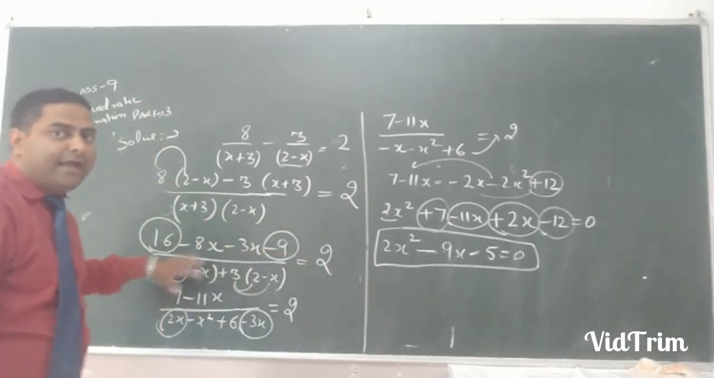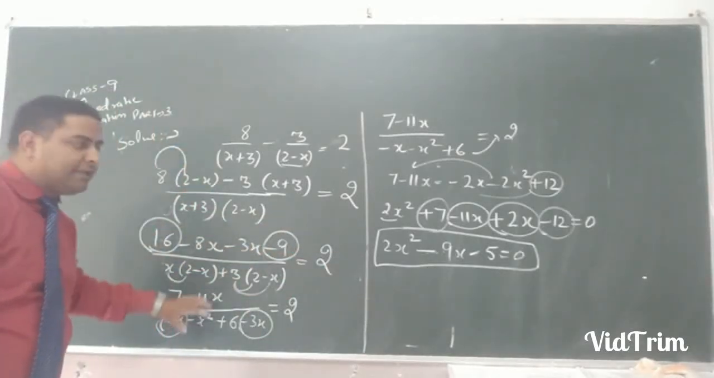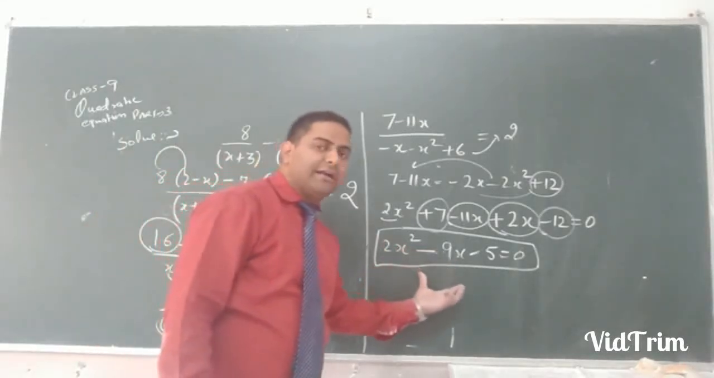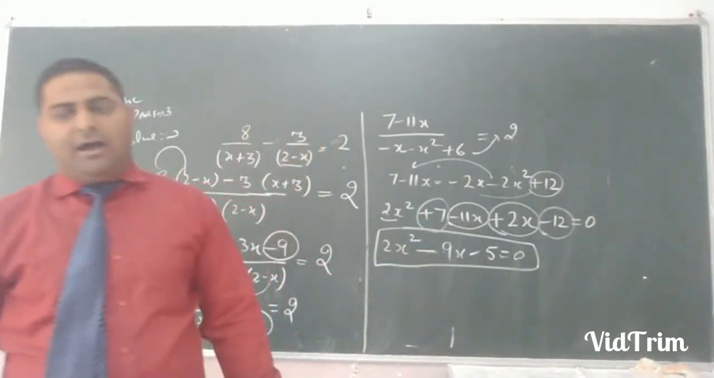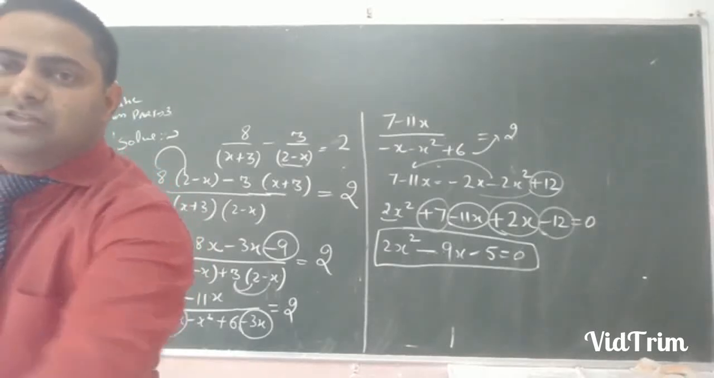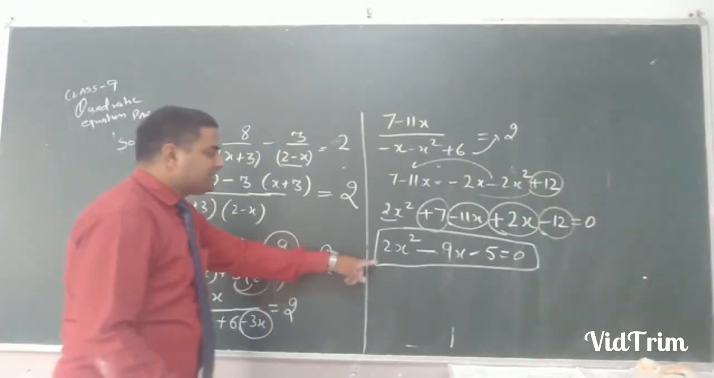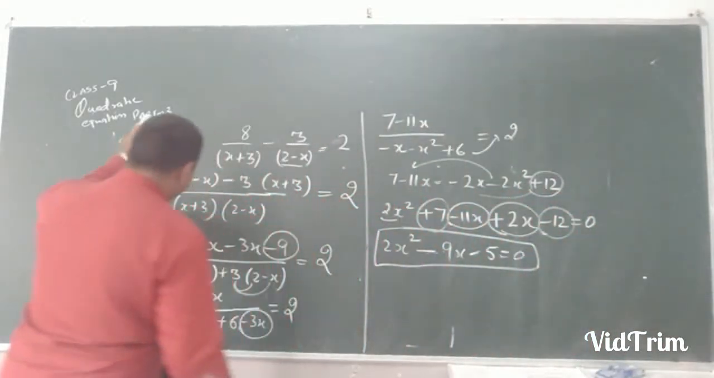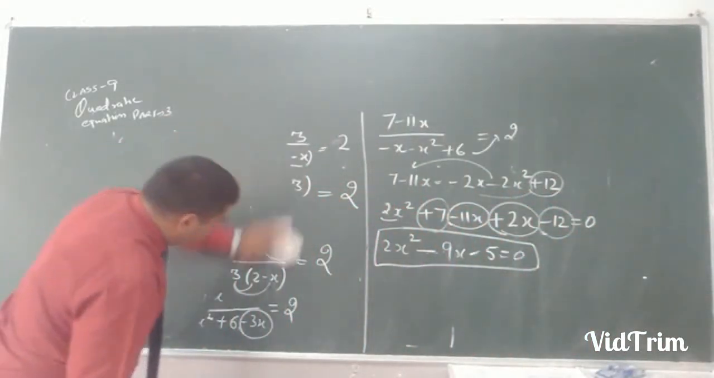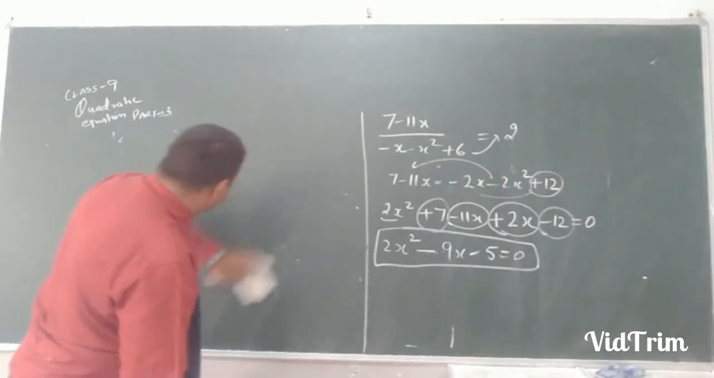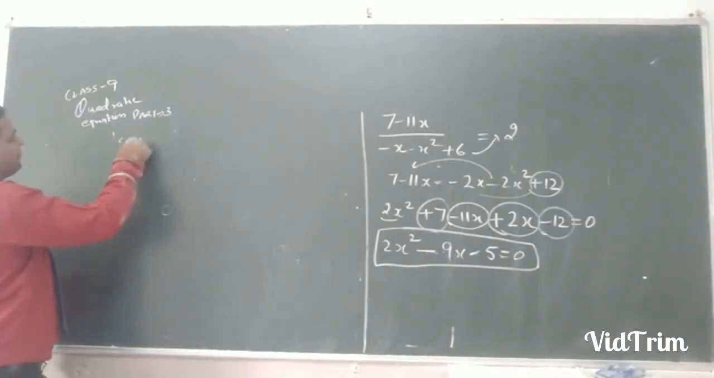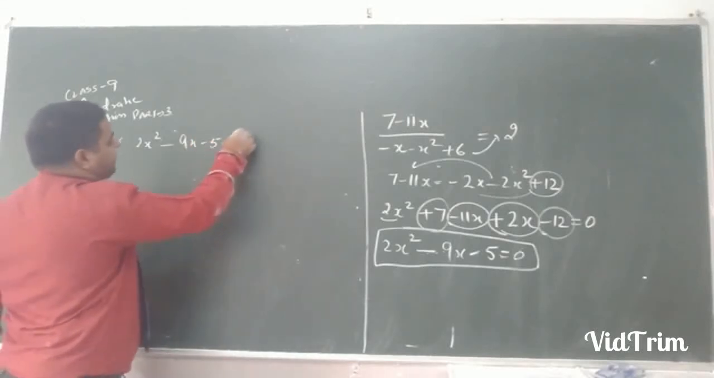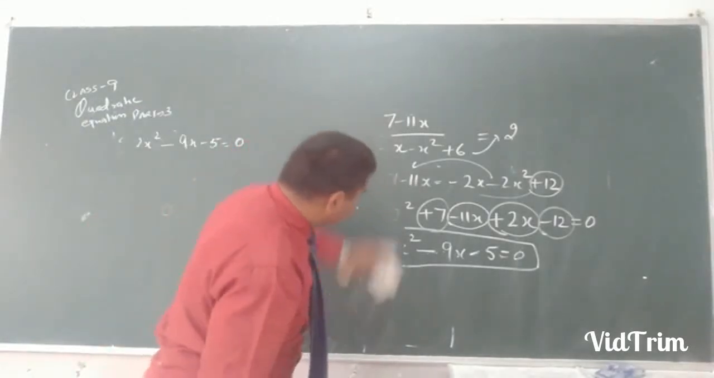So first we have to simplify the given equation to form a quadratic equation. After finding this quadratic equation, we have to find its roots. Let us write this quadratic equation here so that we can easily find its roots. It's 2x squared minus 9x minus 5 equals to 0.